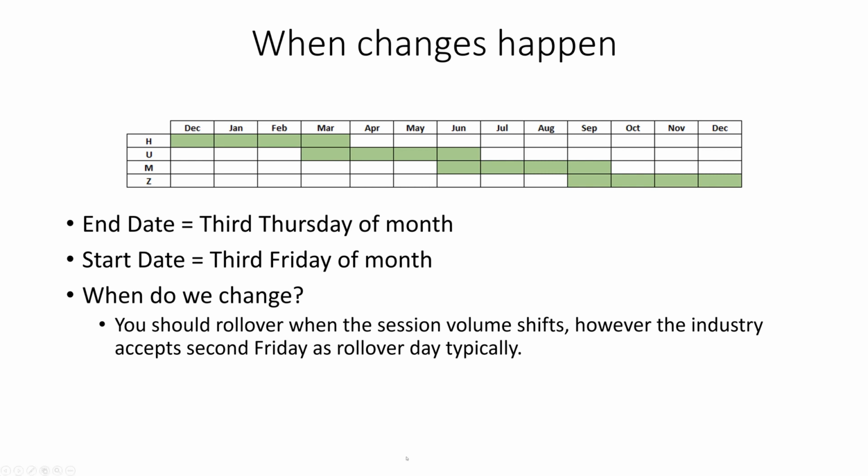And so how that looks is, again, hummus, we got the HMUZ, and we got our December, January, February, March, all the way to December. So in March, you're going to have the rollover. In June, you're going to have the rollover. In September, you're going to have the rollover. And then in December, you're going to have the rollover. All right.